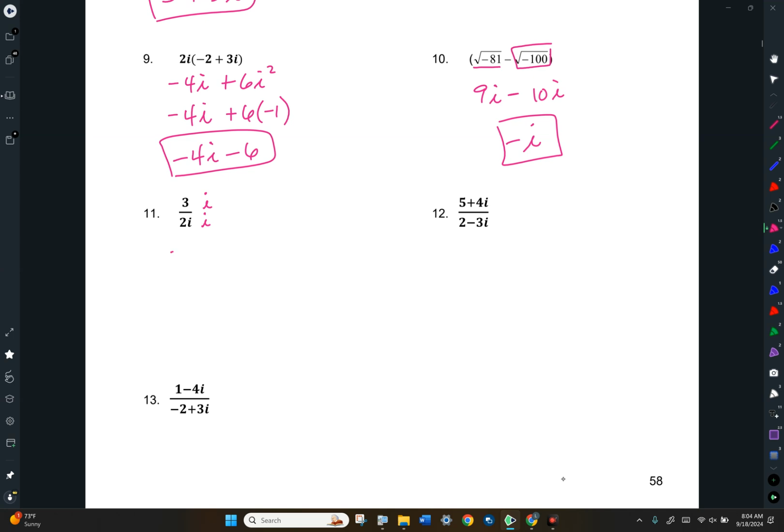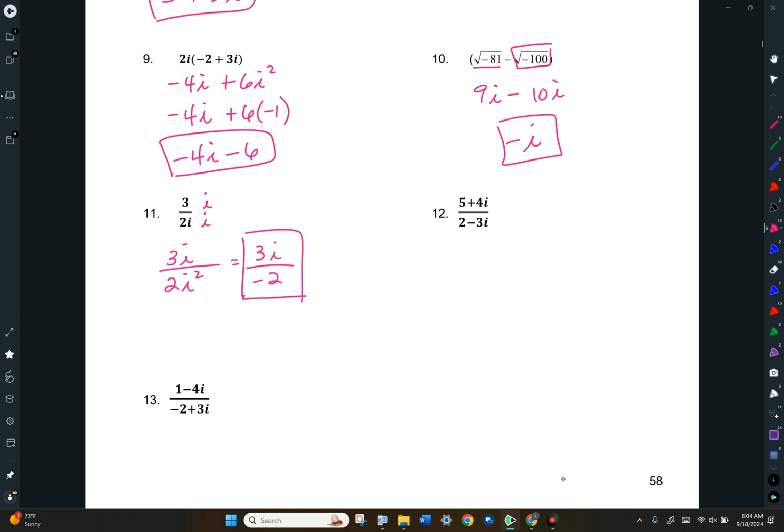So on top, I'm going to have 3i. On the bottom, I'll have 2i squared. But remember, i squared turns into -1. So what you really have here is 3i. On the bottom, 2 times -1 is -2.